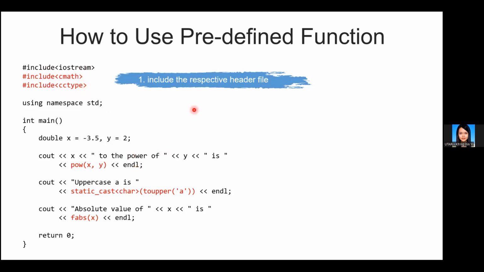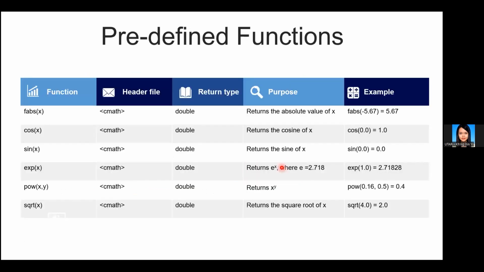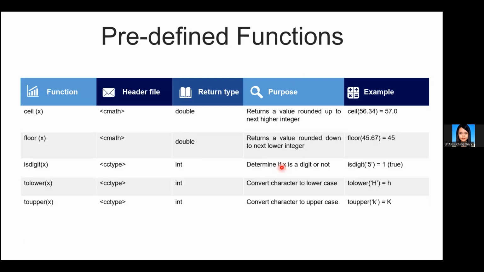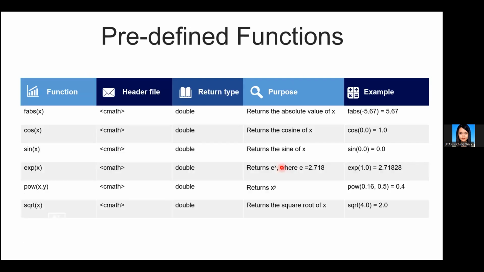After you're done including the respective header file, the next step is you just need to use the predefined functions directly. So remember these two steps: include the header file and then use the predefined functions. On the next slide, I'm going to show you some examples of the predefined functions. There are maybe just 11 functions here. Of course, you can find more online, but these are the main functions that are widely used. This is the function that we're going to include in our program.